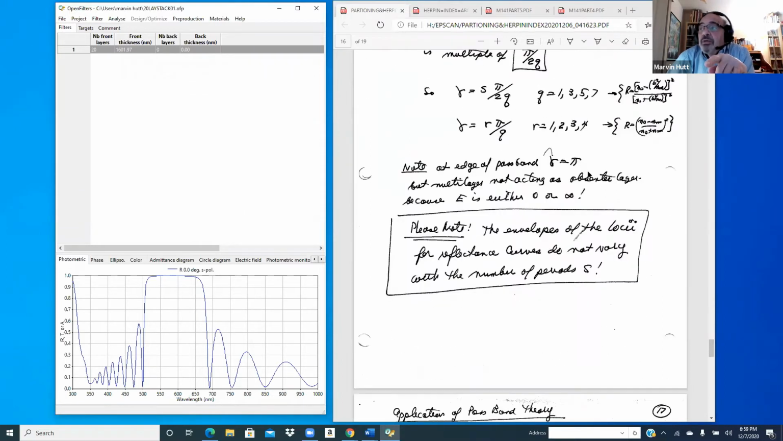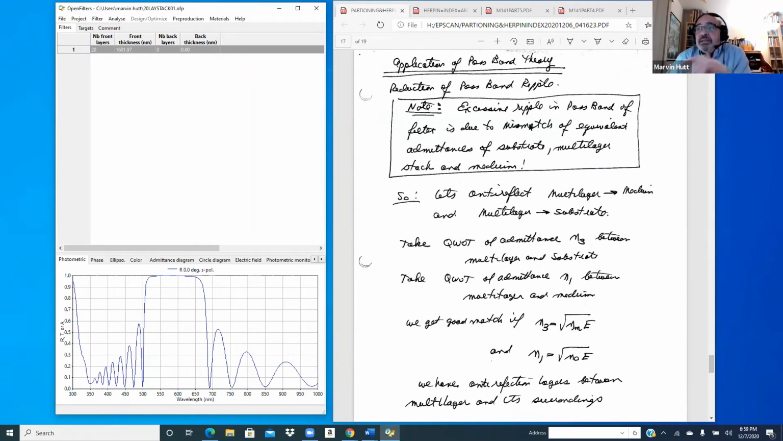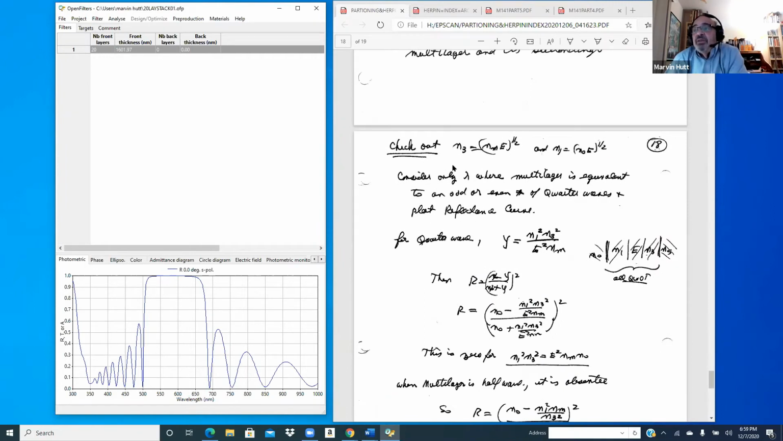And so we can figure out what we want. We want to reduce the ripple of the filter due to the mismatch of admittances between substrate, multi-layer, and the medium. So we're going to anti-reflect the multi-layer. All right. And so we take this, and now this looks familiar. Remember what happens when we have an index of 4 to air?